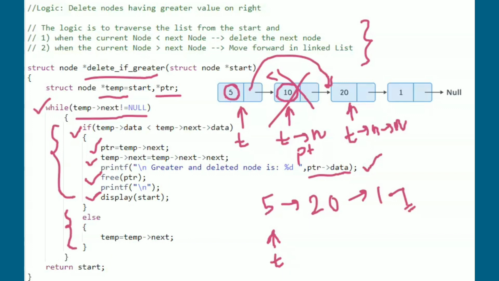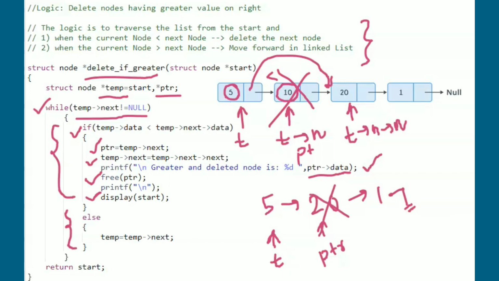So now your temp is pointing to 5. If you again come to the while loop, you can check temp next not equal to null. So again, temp data is 5, and 5 is compared with 20. So again 20 is greater. So I am going to consider this 20 in pointer ptr. And after that, I will set a link from 5 to 1 by deleting this node 20 and freeing the memory for this node 20.